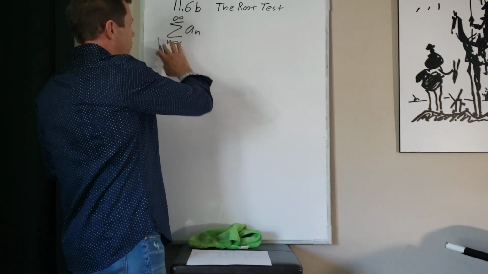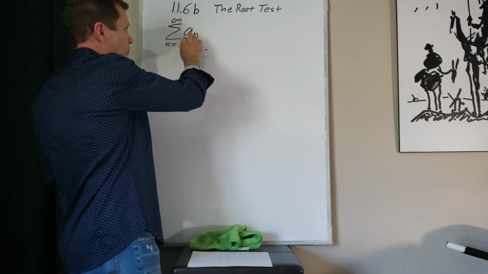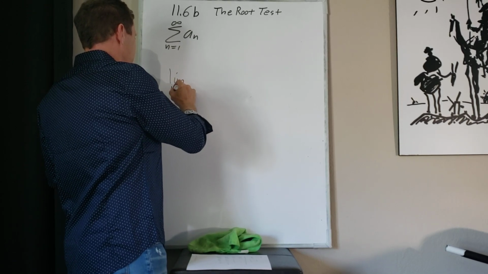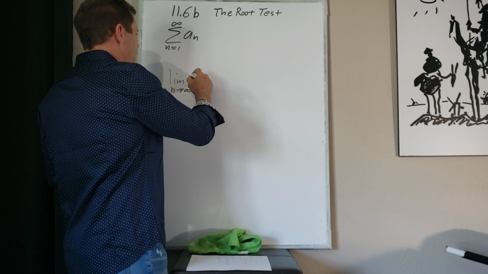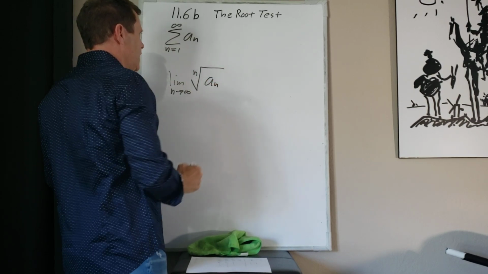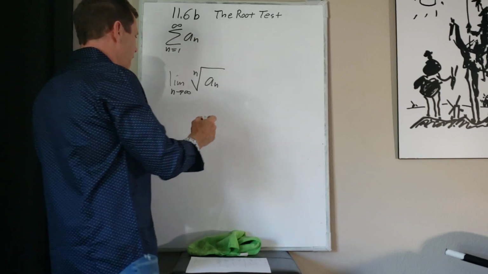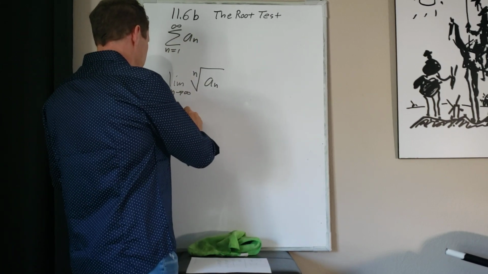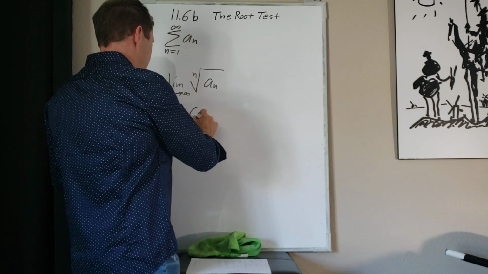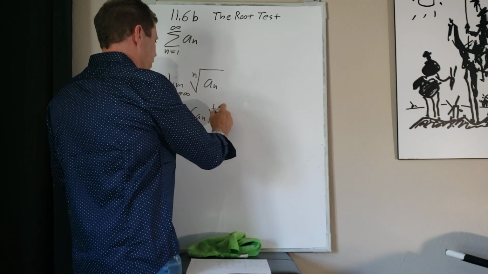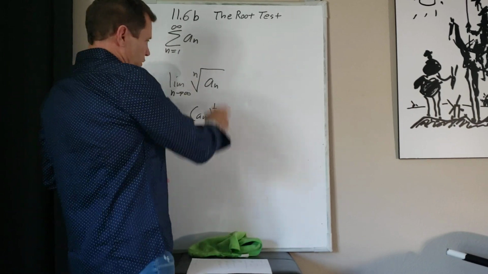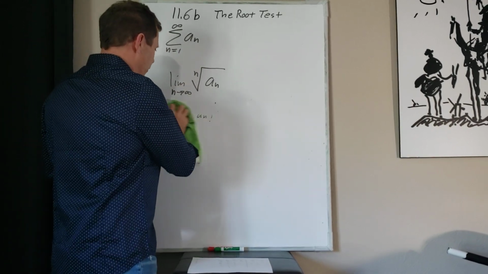So what you do, you've got a series. You take the inside part, the sequence part, and you look at the limit as n goes to infinity of the nth root of a_n. Or another way to look at it, you can say you take the limit as n goes to infinity of a_n to the 1 over n power. It's written in books this way, so I'll go with that one.